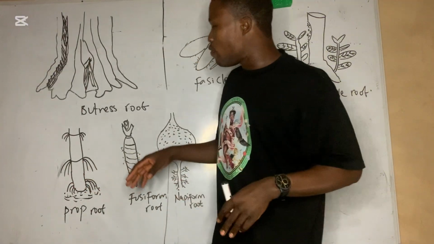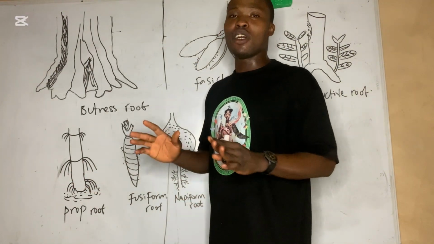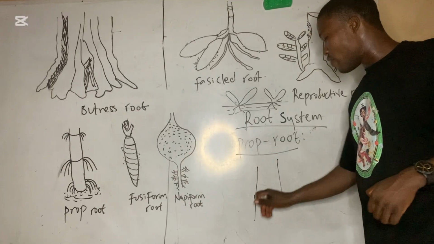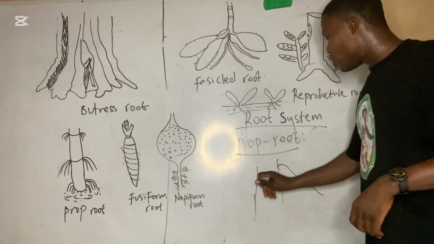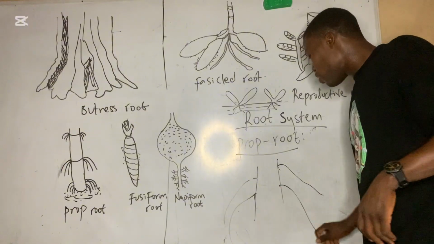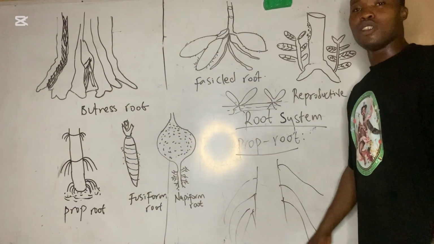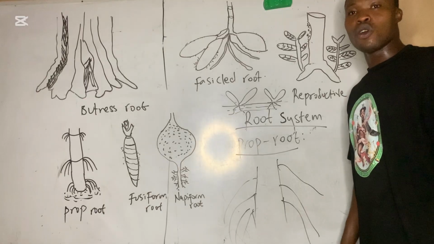Now, the prop root, you should know that all prop roots usually grow downwards. So I can have a fig tree having many roots to either anchor the plant or to tap minerals.